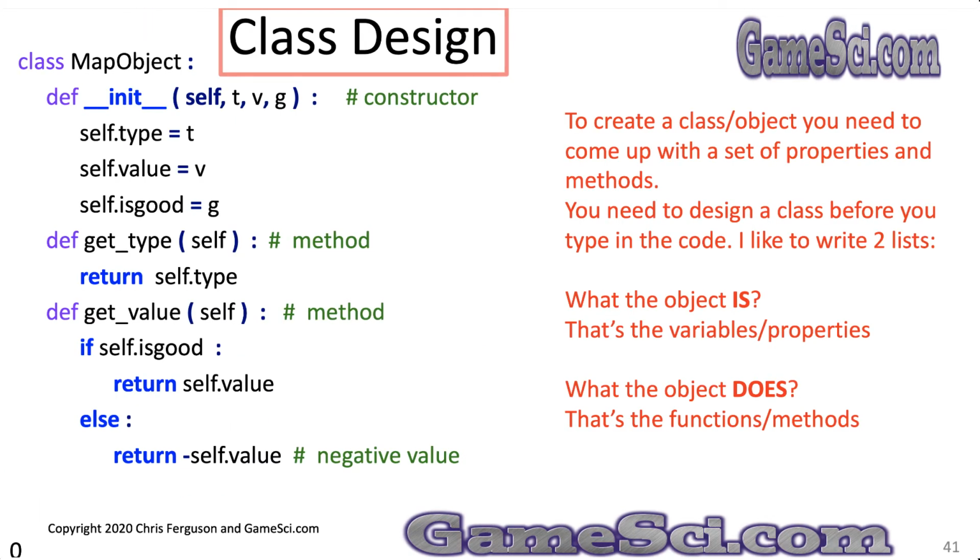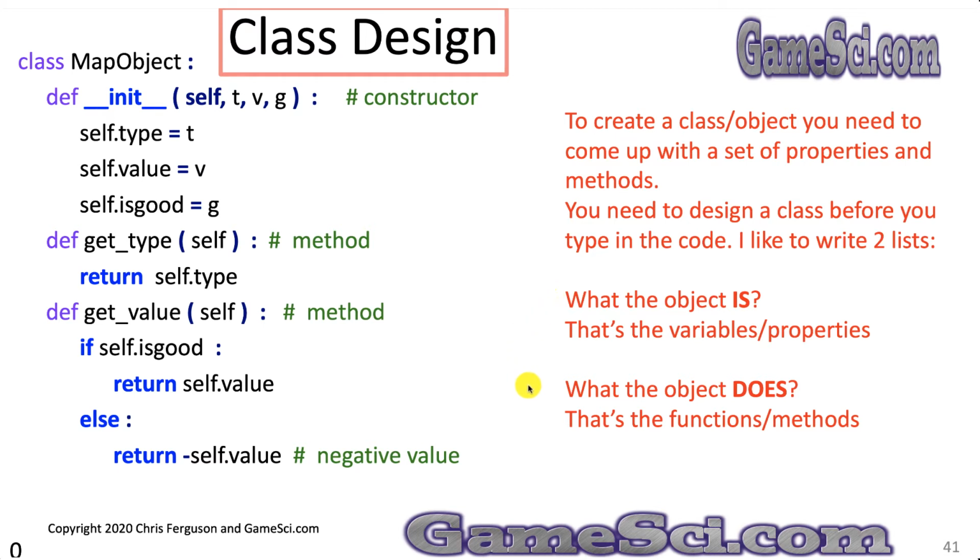Class design. To create a class/object, you need to come up with a set of properties and methods. Variables and functions, in other words. You need to design a class before you type in the code. I like to write two lists while I'm designing a class. I sit down and ask myself what the object is. The information that best describes the thing I'm trying to build. That's the variables or properties of a class.